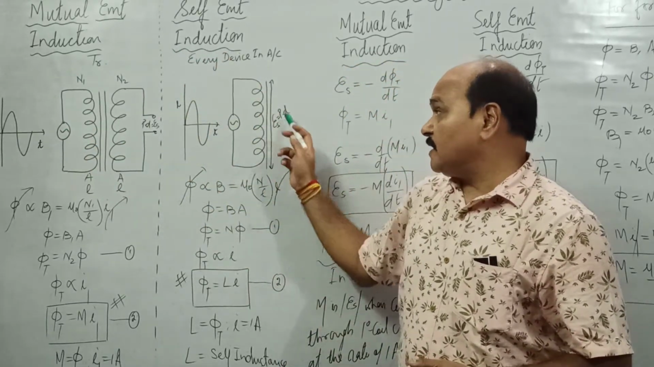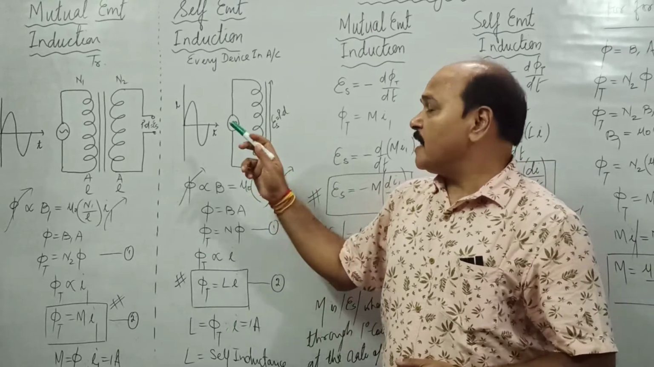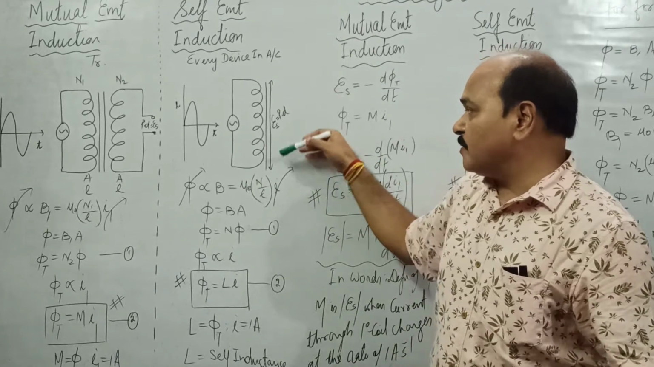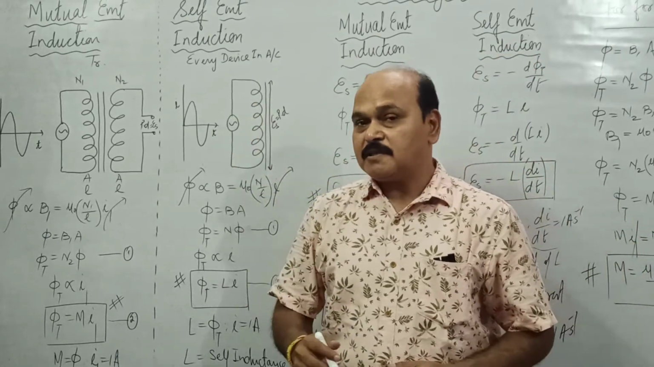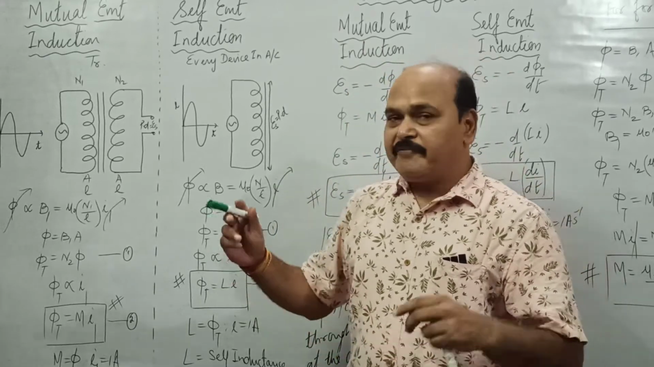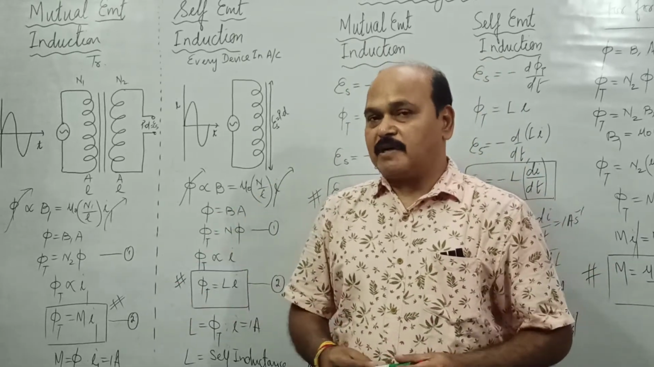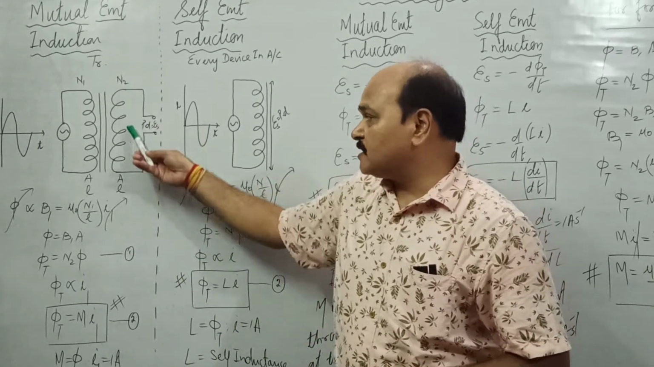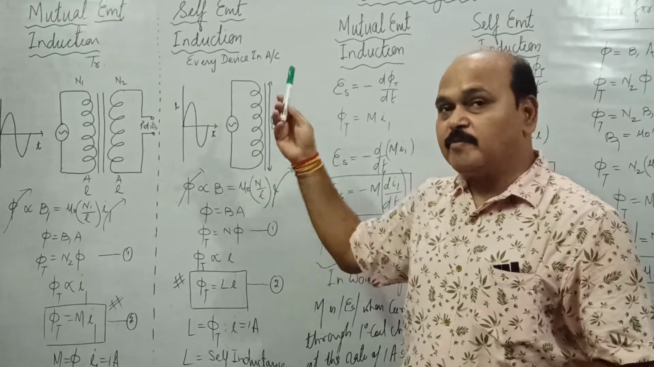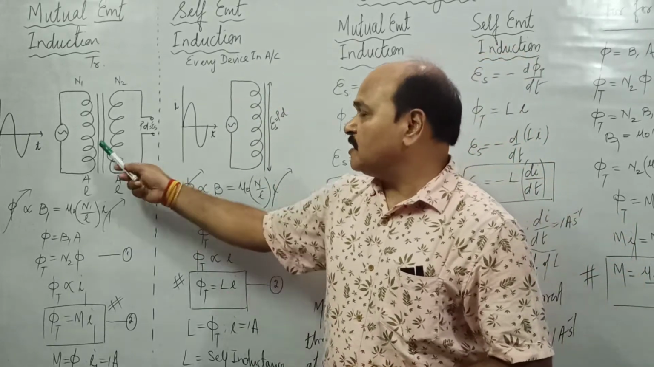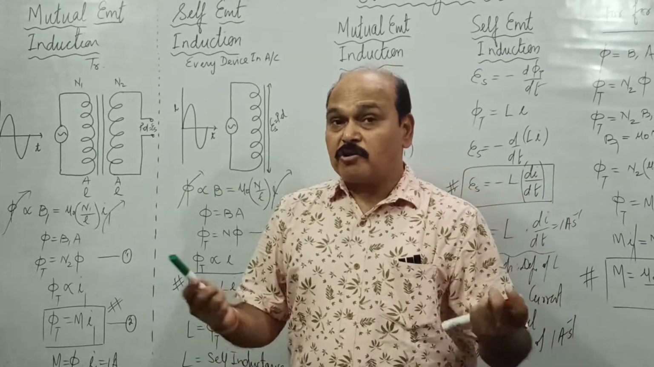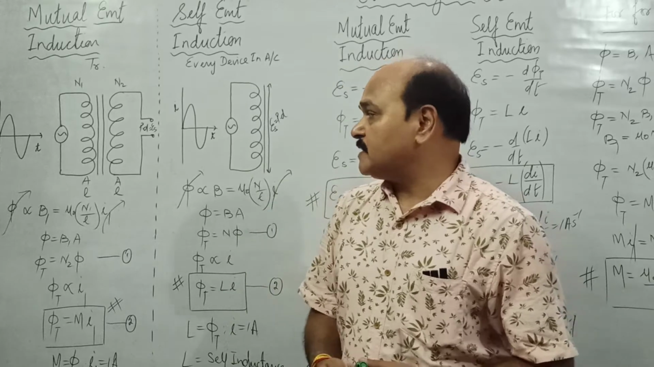In self-electromagnetic induction, we have just a single coil. And when the current passing through the coil changes, an induced EMF is produced across the same coil. The phenomenon is called as self-electromagnetic induction. Well, every electromagnetic induction is because of change of flux. So here there is change of flux passing through secondary coil, and here there is change of flux passing through the same coil.